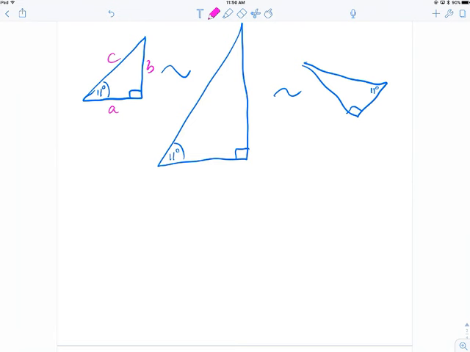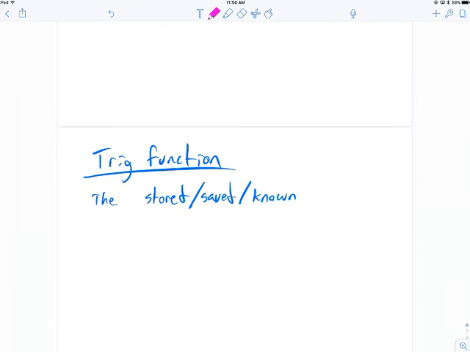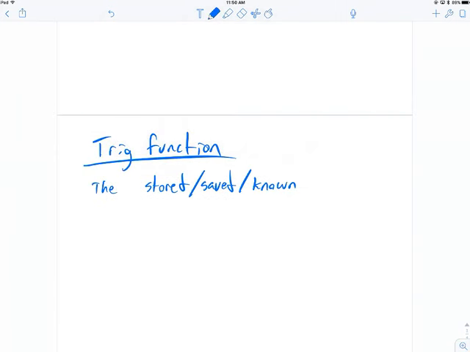This triangle over here is just going to be like 3A and 3B, but the ratio is still the same. 3B to 3A is still B to A. It's the same ratio no matter how large that 11-degree right triangle is. So what mathematicians have done is save every single one of those ratios. So this is the stored, saved, known ratios of the sides of every right triangle ever.